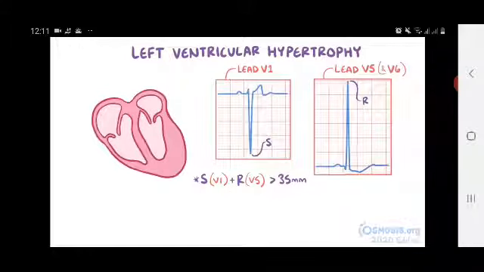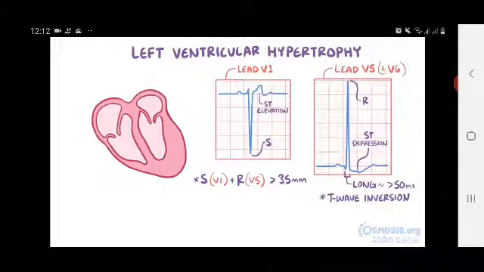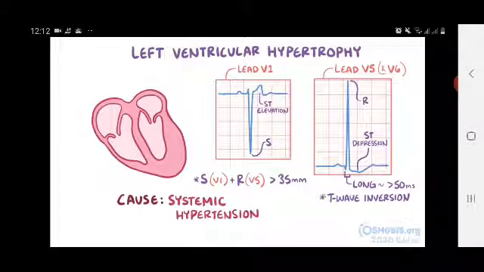Additional criteria include things like having an R wave that goes on for longer than usual, typically over 50 milliseconds, as well as ST segment elevation in V1, and ST segment depression and T wave inversion in V5 and V6. And these are all signs that the left ventricle is straining during muscle contraction. Left ventricular hypertrophy commonly develops due to systemic hypertension, or elevated systemic blood pressure, since the left ventricle needs more muscle so that it can eject blood against higher pressures.